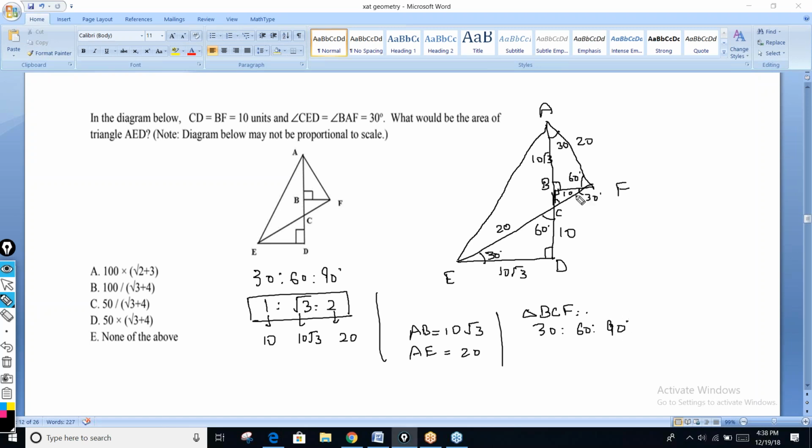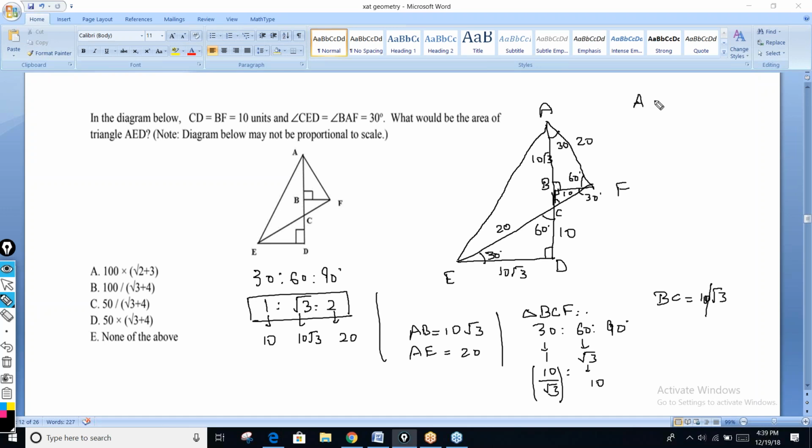So the side in front of 60 is given 10 this time. So root 3 basically denotes 10. And we need to find out this length, that is 1. So 1 will be 10 upon root 3. So that BC length is 10 upon root 3. So can you tell me the total length? That is 10 root 3, that is 10, and that is 10 upon root 3.